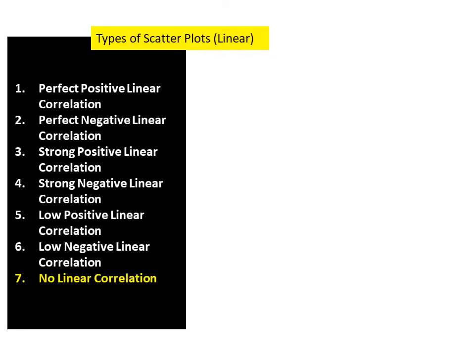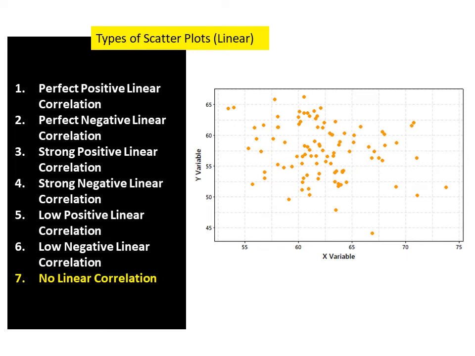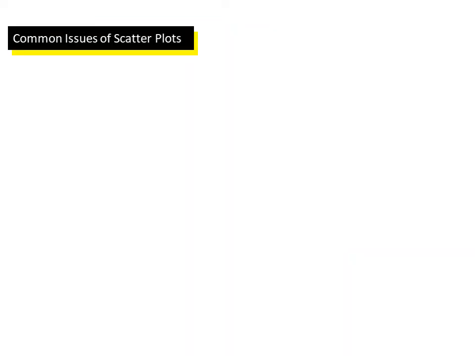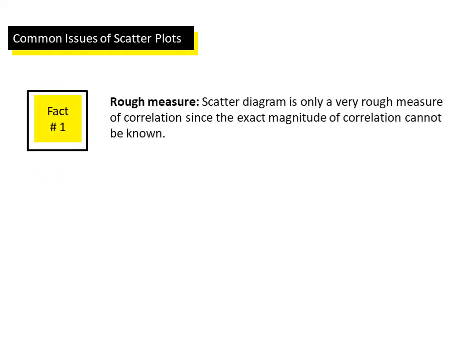Finally, no correlation. If the plotted points lie on a straight line parallel to the x-axis or y-axis or in a haphazard manner, it indicates absence of any relationship between the variables. Then let's look at the common issues when using scatter plots. First, rough measure. A scatter diagram is only a very rough measure of correlation since the exact magnitude of correlation cannot be known. To remedy this limitation, there are some precise methods such as covariance, ranks, etc.